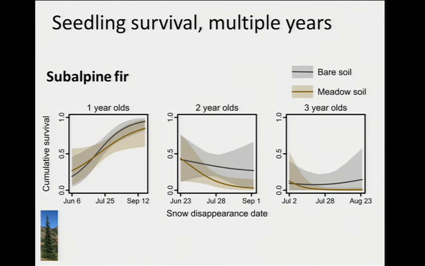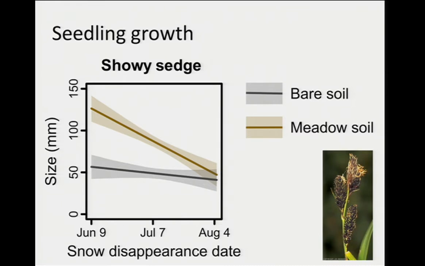So what about growth, that other process? Here you're going to see a different story. Again, I'll start off by showing the results for just one of the focal species, showy sedge. But now on the vertical axis, we have the size of the seedlings at the end of the study as our measure of growth, and again, snow disappearance date on the horizontal axis. And here, for seedlings in meadow soil, as snow disappears earlier in the year, you see this really drastic increase in growth. But for seedlings in bare soil, you see no real discernible effect of snow disappearance date on seedling size.